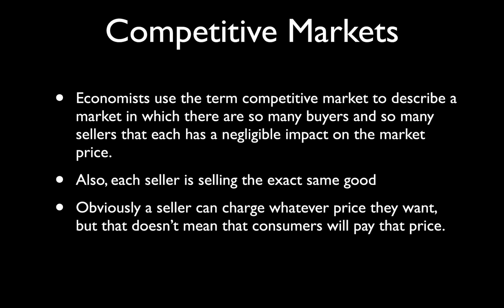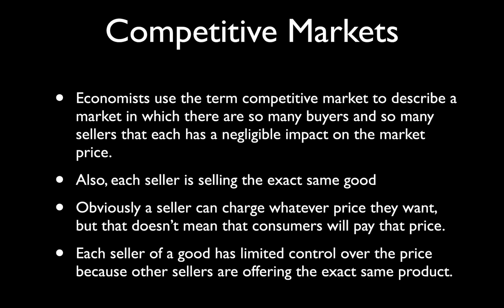So they are constrained in terms of what consumers are willing and able to pay. And as such, I can guarantee you, with 99.99% certainty, nobody will pay $1 million for an orange currently, as the world exists right now. So each seller of the good has limited control over the price because other sellers are offering the exact same product at potentially much lower prices.